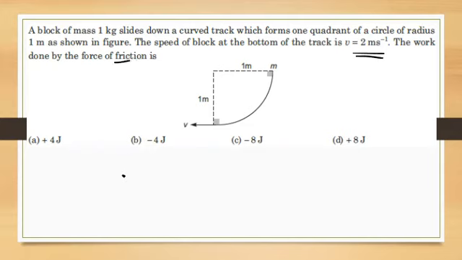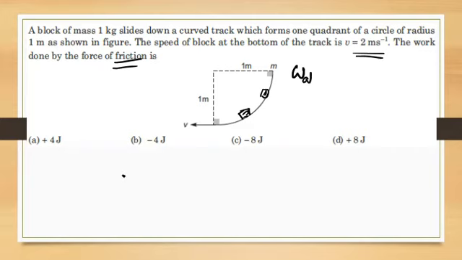The work done by the force of friction is, well, actually, at different points the frictional force will be different. So directly we cannot calculate the work done through the integration process. But we will do it using the work energy theorem.